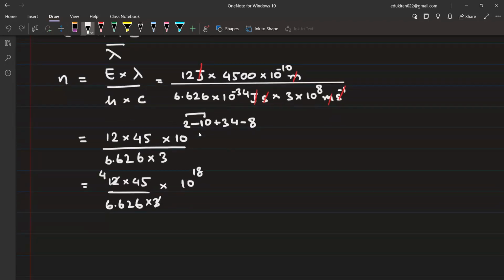We are going to get 45 into 4s. 45 into 2 is 90, and 90 into 2 is equal to how much? 180. So 180 divided by 6.626 into 10 to the power 18. Now, 6.626, if you can divide by 180, you can divide 6.6, divide and see. Maybe divide this value.